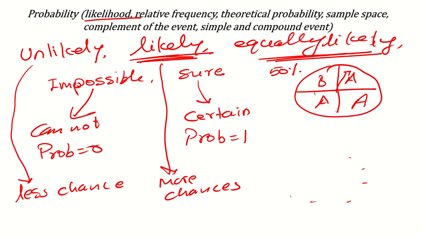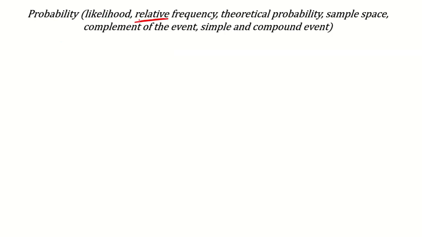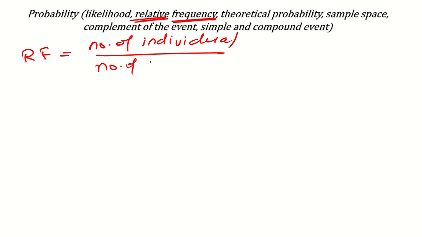Now, what is the meaning of relative frequency? See, the name is telling you: relative means with respect to another, and frequency means how many times it is repeated. So relative frequency, RF, is equal to the number of individual, meaning the number we are going to count, divided by the number of total.